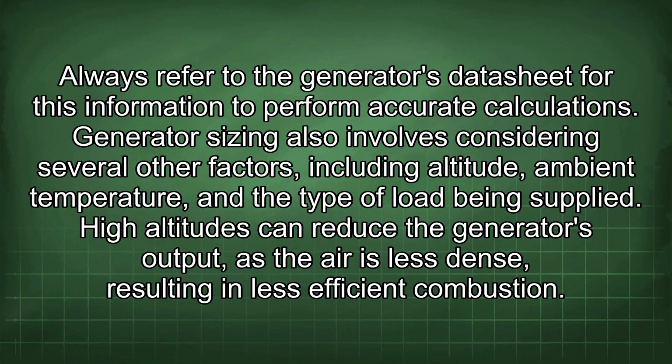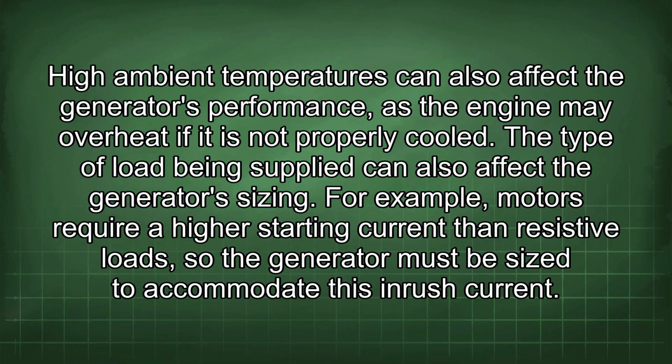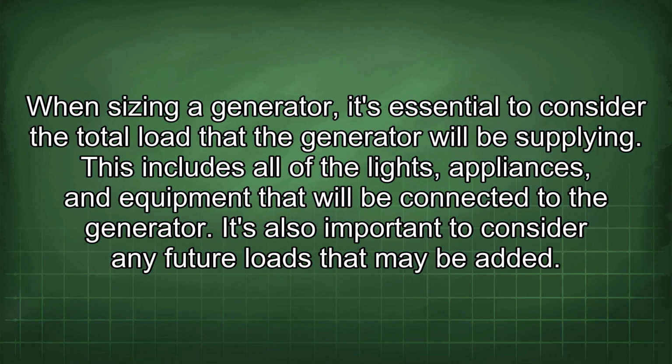Generator sizing also involves considering several other factors, including altitude, ambient temperature, and the type of load being supplied. High altitudes can reduce the generator's output, as the air is less dense, resulting in less efficient combustion. High ambient temperatures can also affect the generator's performance, as the engine may overheat if it is not properly cooled. The type of load being supplied can also affect the generator's sizing. For example, motors require a higher starting current than resistive loads, so the generator must be sized to accommodate this inrush current.